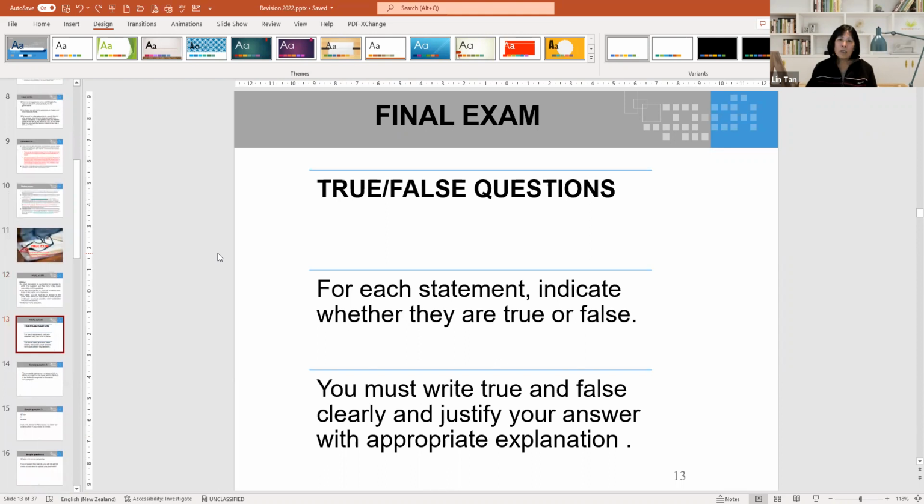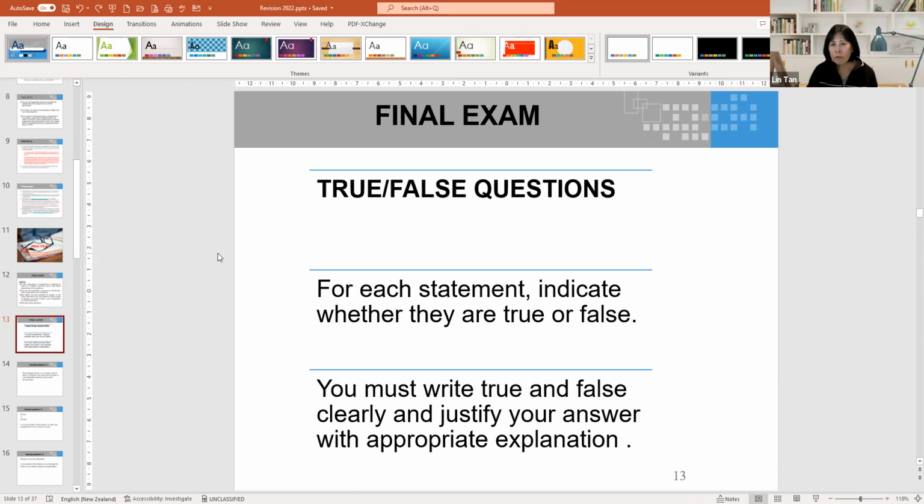Then the others, C, D, and E, are set up in such a way that you're given a statement and you're asked whether that statement is true or false. When I did some of the topics with you all, I did have some quizzes for those topics, and most of the quizzes were set up in such a manner that they ask you whether the statement is true or false. So in the exam, it is set out in a similar manner.